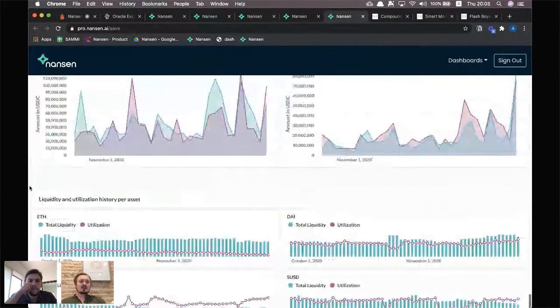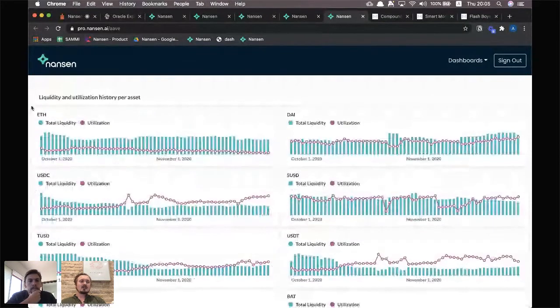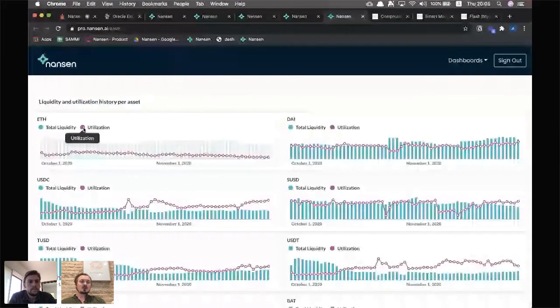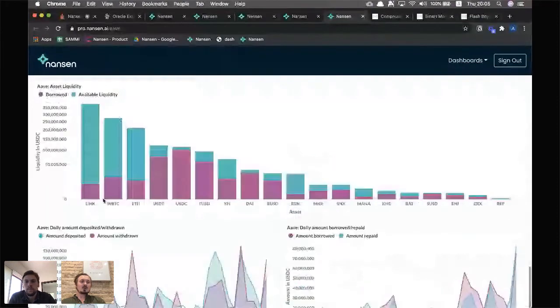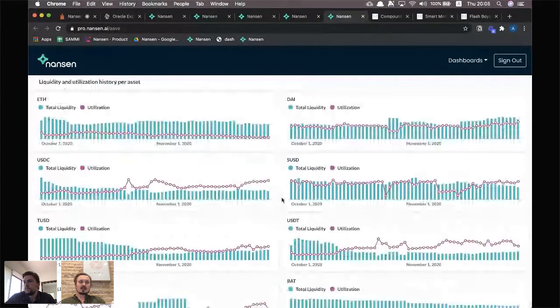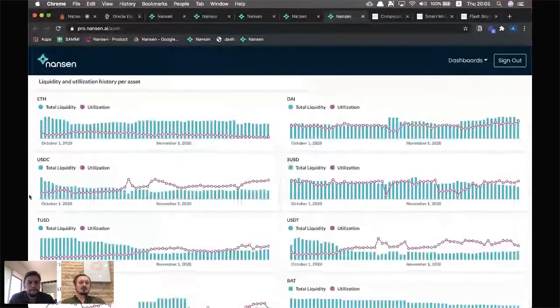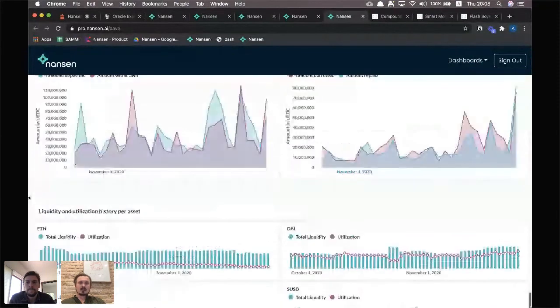So maybe the last thing I'll show at the bottom is the liquidity and utilization ratios. Utilization is simply the proportion that's being borrowed out of the total liquidity. If you look at something like USDC, that has a very high utilization ratio. So 88% of all the pooled USDC is currently being lent out, or someone is borrowing it. But if you look at something else, you can actually compare it visually, right?